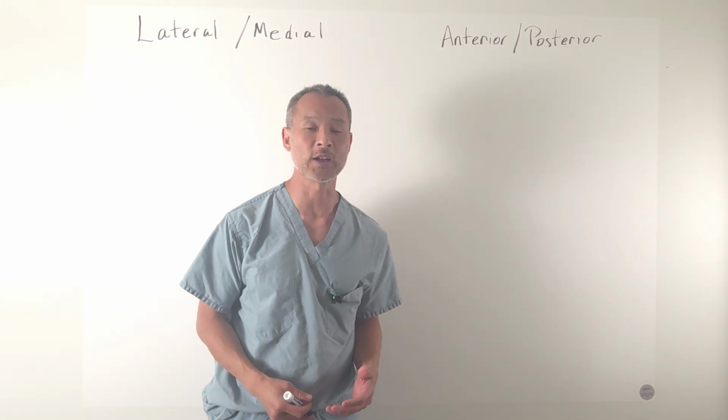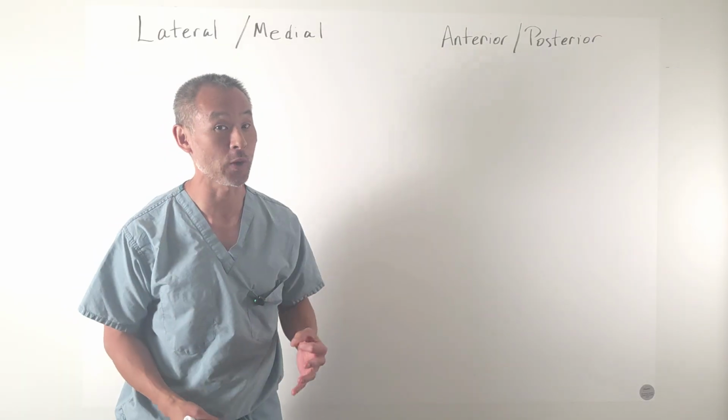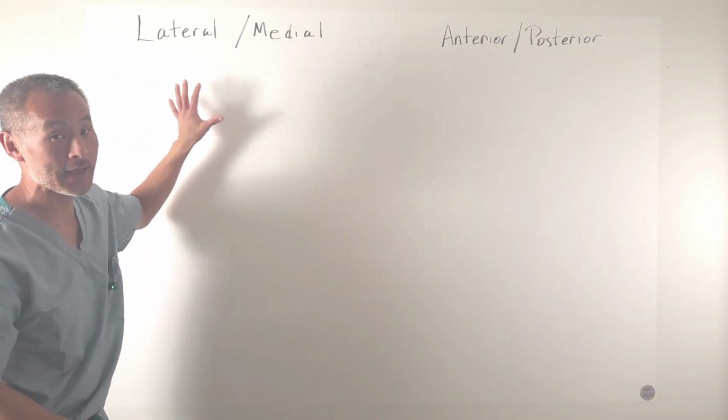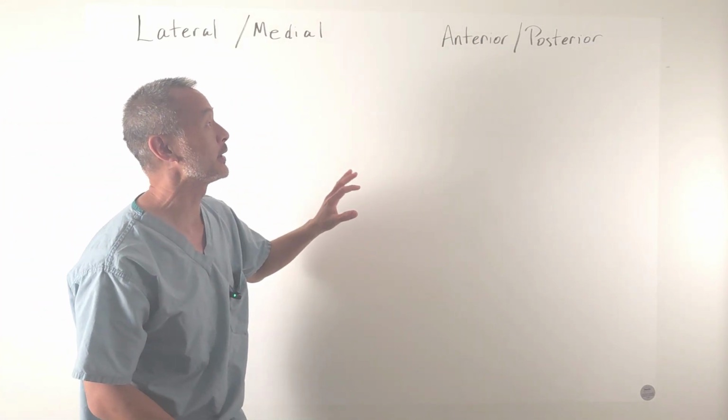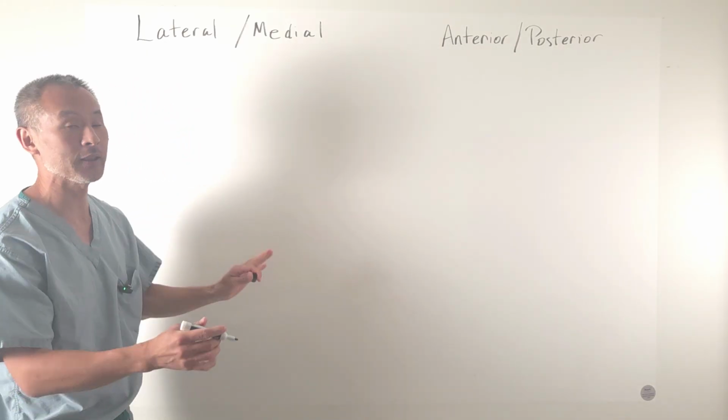In this video, we're going to talk about how to describe fracture angulation. And there's essentially three ways to do that. All of them deal with two planes. One is the lateral to medial plane, and one is the anterior to posterior plane. Let's take an example of a femur fracture.